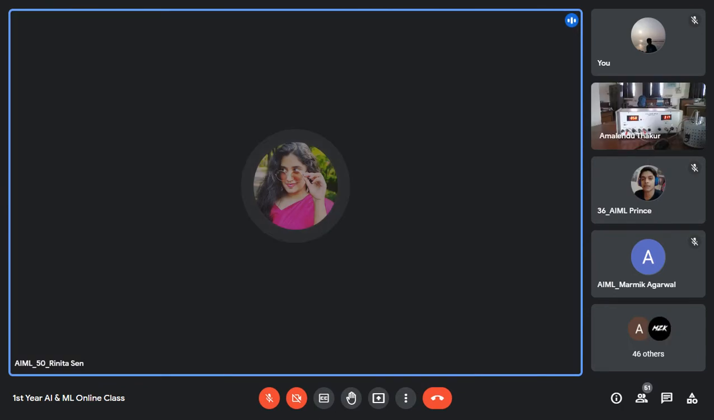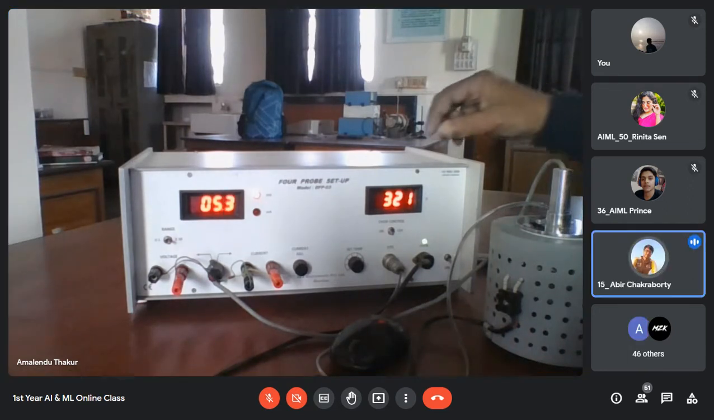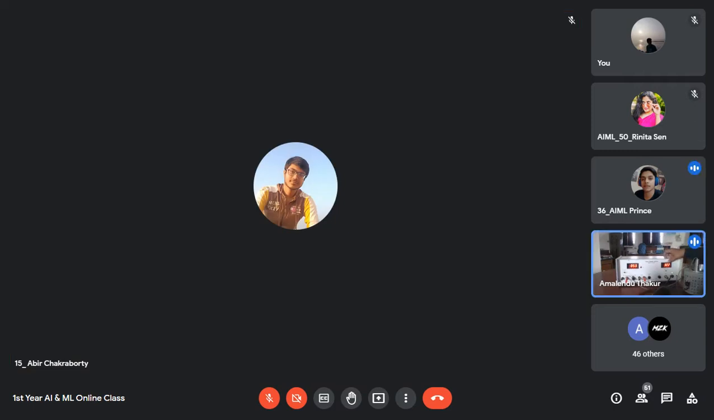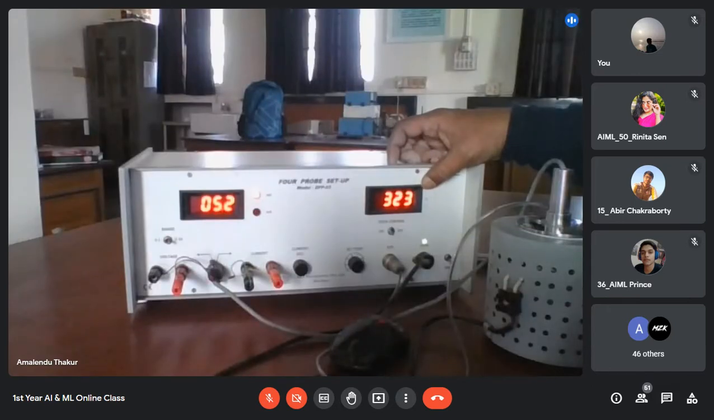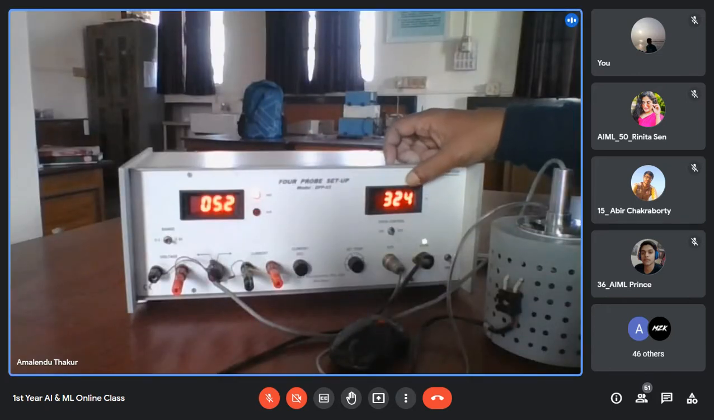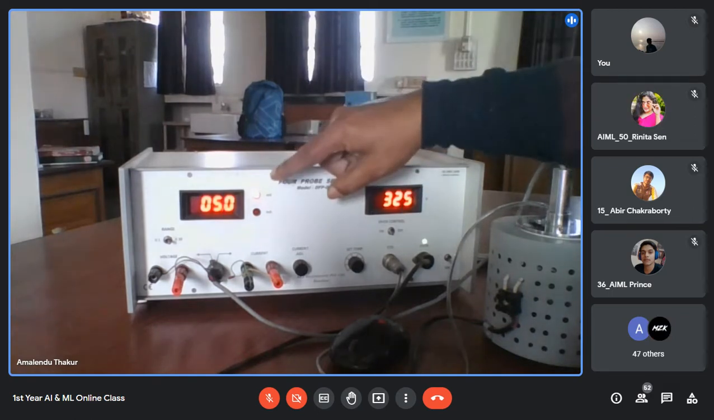Sir, how many readings we will take? You have to take reading up to 170 minimum, or you may take 200 degree Celsius. 200 degree Celsius means 200 plus 273 Kelvin. You convert this value in Kelvin, whatever you may. Accordingly you have to take reading up to this value. When it shows this value, up to this value, we have to take readings every time.